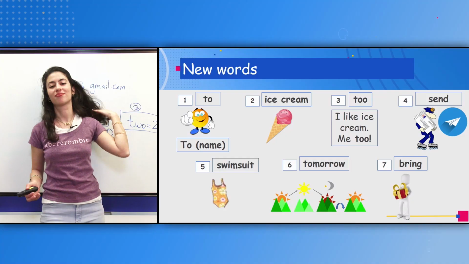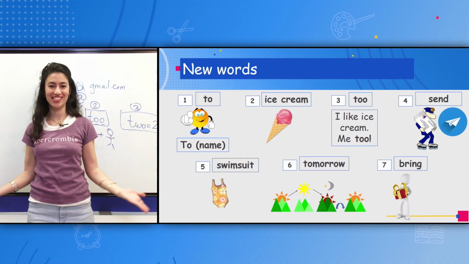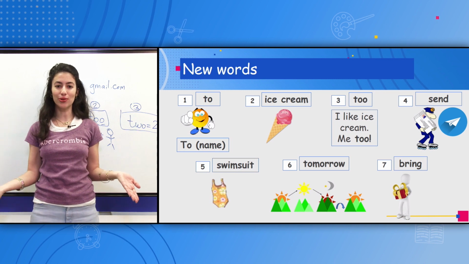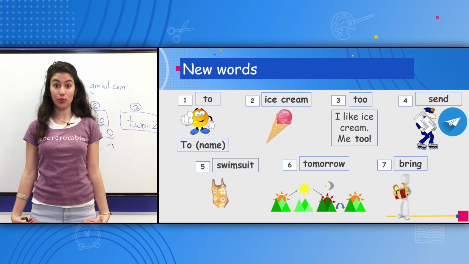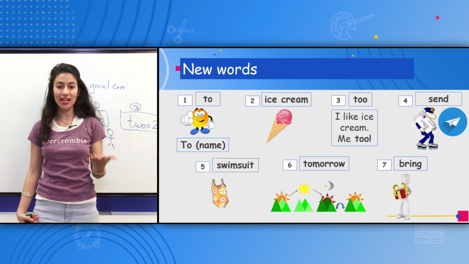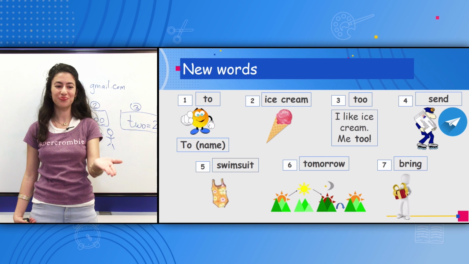Word number 5. Swimsuit. Say it. Swimsuit. Now, look how clever it is. Swim and suit. It's something that we wear. That's why this is a swimsuit.